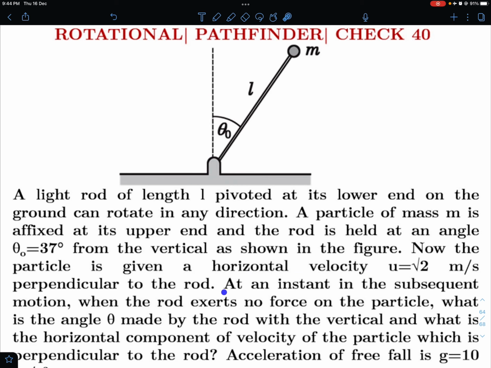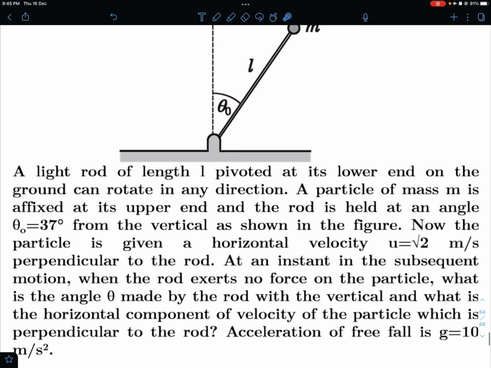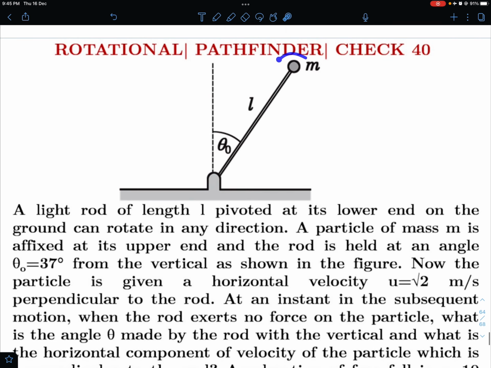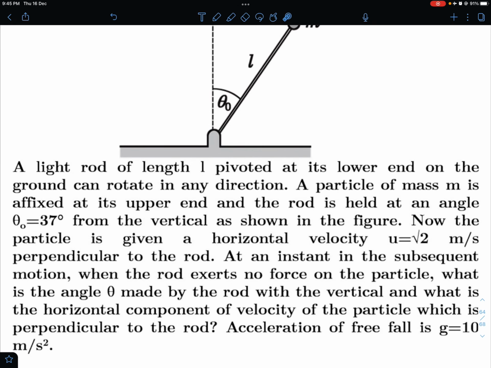At an instant in the subsequent motion when the rod exerts no force on the particle, that is when the tension in this rod is 0, what is the angle theta made by the rod with the vertical, and what is the horizontal component of velocity of the particle which is perpendicular to the rod? So at some point of time it turns out that the tension in this rod will become 0, and at that instant we have to find the angle theta made by the rod with the vertical and the component of velocity in the horizontal direction perpendicular to the rod. So that's what we are asked. And what is given? Acceleration of free fall is given as g equal to 10 meter per second square.